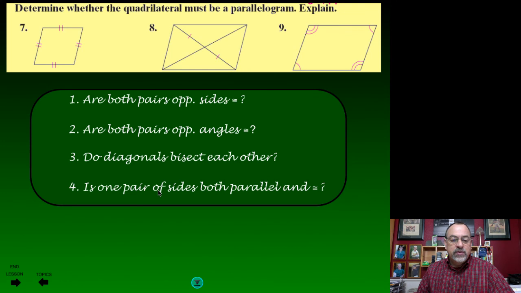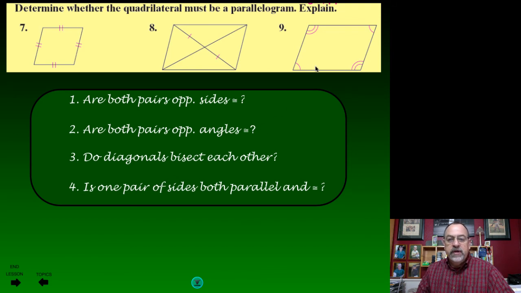Then the 4th question, is one pair of opposite sides both parallel and congruent? And here, the opposite sides again aren't marked in any way, so there's no way for me to know. So this figure is not a parallelogram, and the explanation is it does not meet any of the 4 conditions.